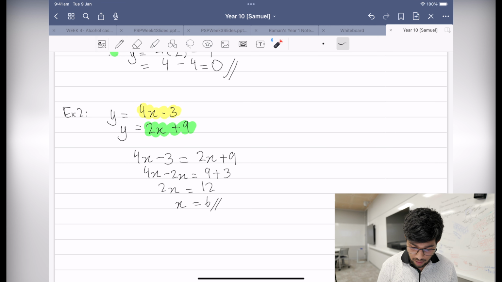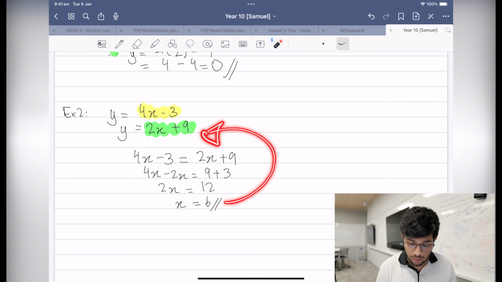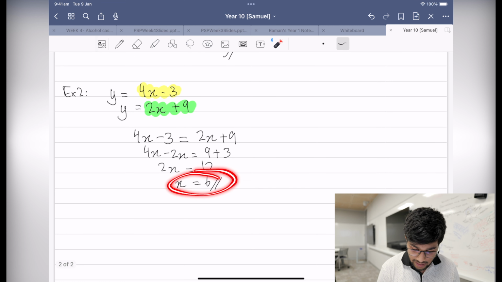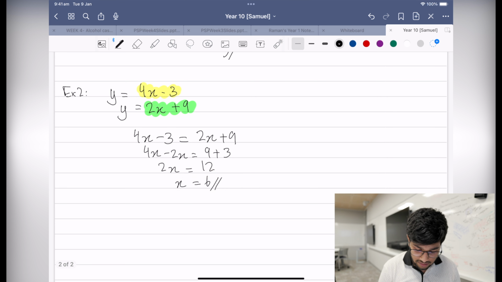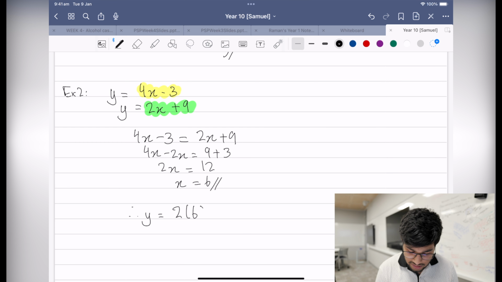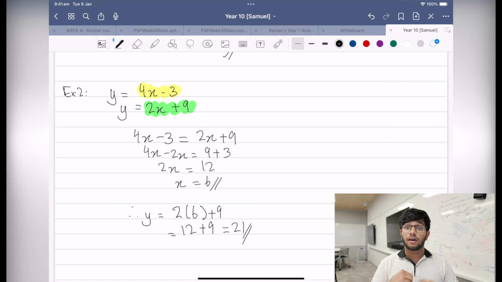But just for the sake of an argument, I'll take it and put it in the second one. So again, I know what x is equal to, 6. I can then say, therefore, y is equal to 2 times 6 plus 9, equals 12 plus 9, which would equal 21. Voila, now we know what x and y are equal to.